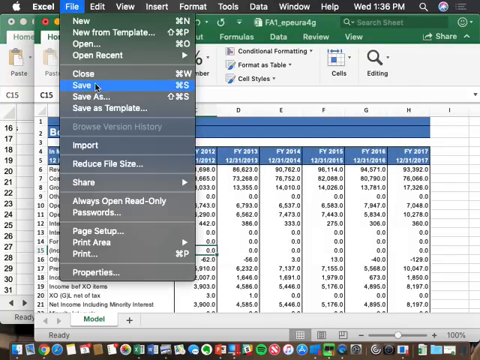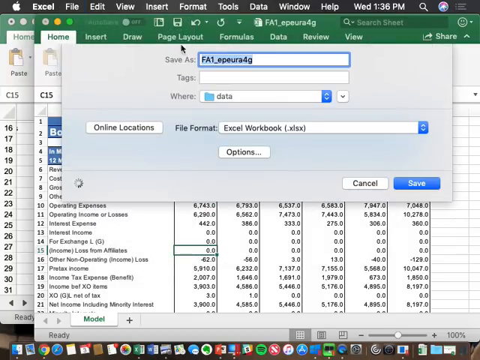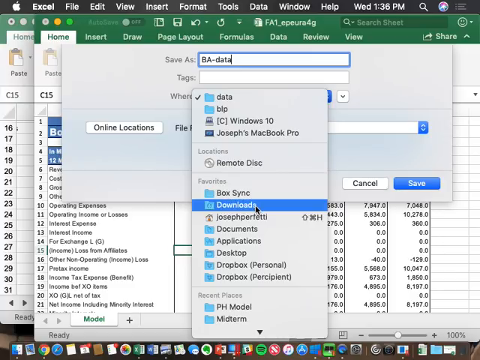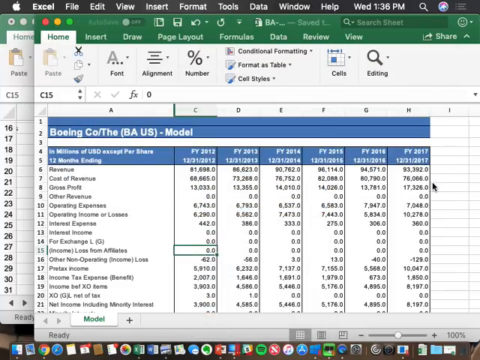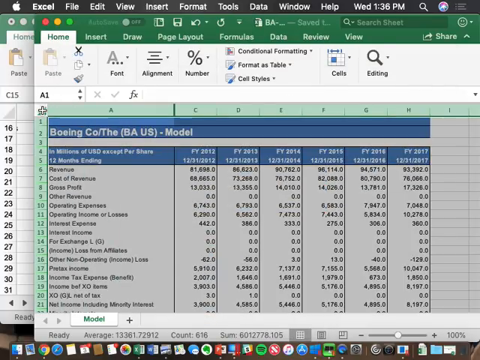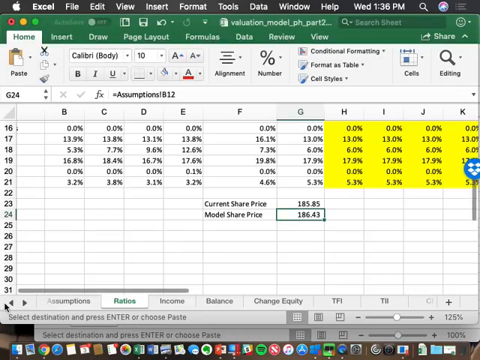Okay, save it somewhere where you can find it. So this is my Boeing data, and I will put this in my downloads folder. But once you do, then select it, copy it, go to the Parker Hannifin model that we just did.